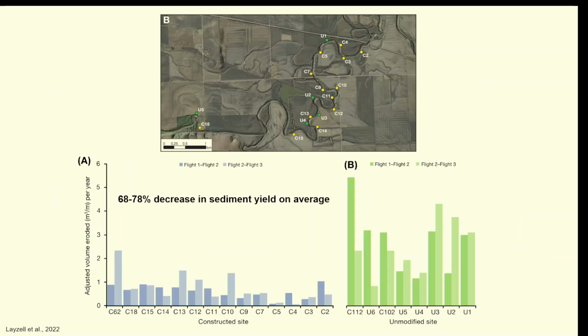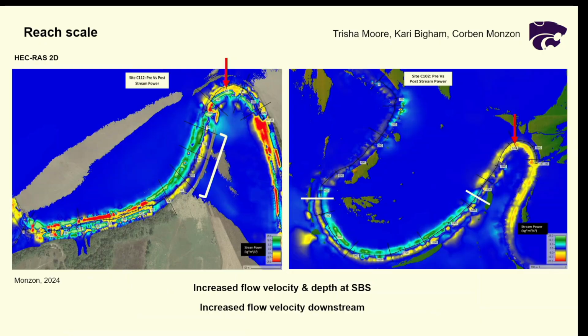We can also look at kind of just the drone surveys, and you can compare, so the yellow dots are stabilization sites, and then you can look at unmodified sites along the same reach, so those would be the kind of green dots or squares. Bottom right is the unmodified sites, bottom left is the stabilized sites. You can see there's a clear difference. If you kind of take some averages, you get 68 to 78% decrease. So at this local site-specific scale, absolutely, these stabilization sites do a great job reducing sediment yields.